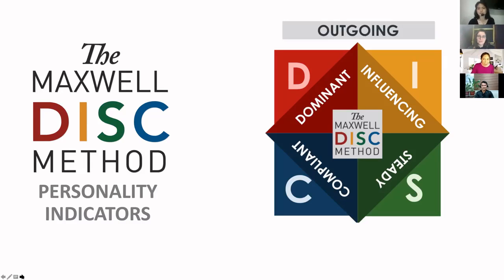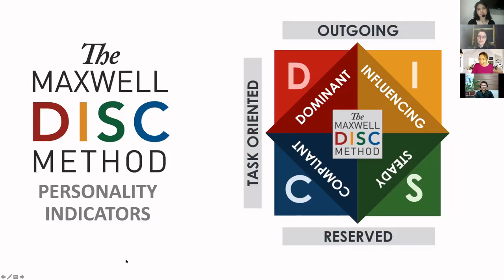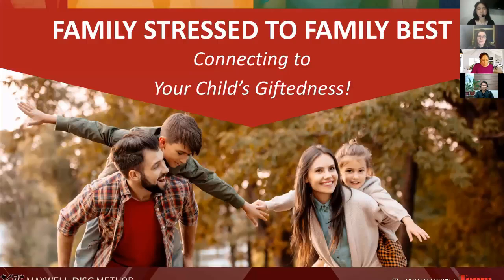So if you're a D or an I person, you're actually an outgoing person. But if you belong to C and S, or compliant and steady, you're kind of reserved. And if you are a DC, you are more into tasks. You're task oriented. And if you're IS, you're actually what? You are people oriented.